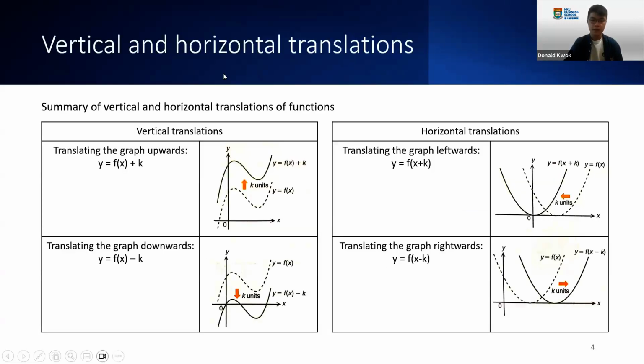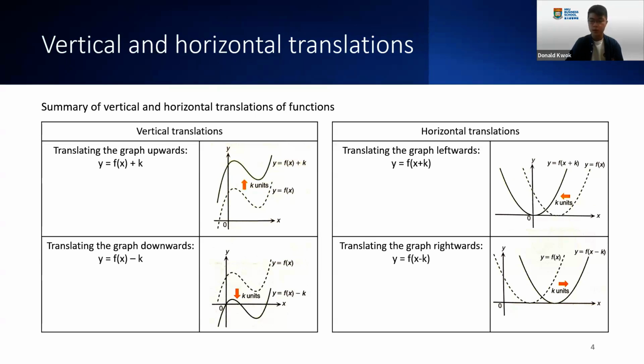This is a summary table about performing vertical and horizontal translations of a given function. Let's start with vertical translation first. If you would like to translate the graph upwards by k units, then you just need to add the constant k outside the function f. As you can see, y equals f(x) plus k will be the function that you would like to obtain.